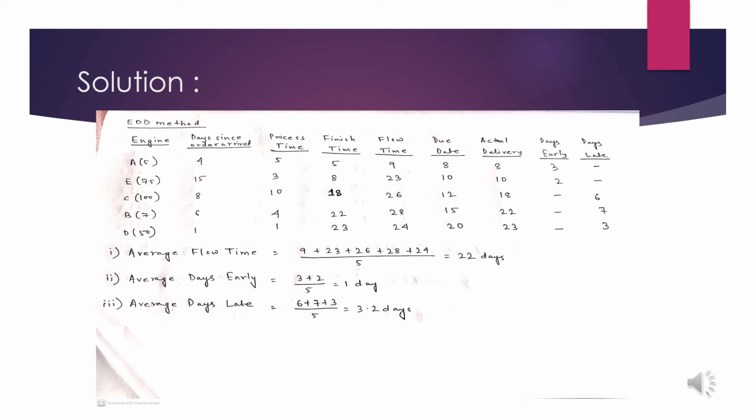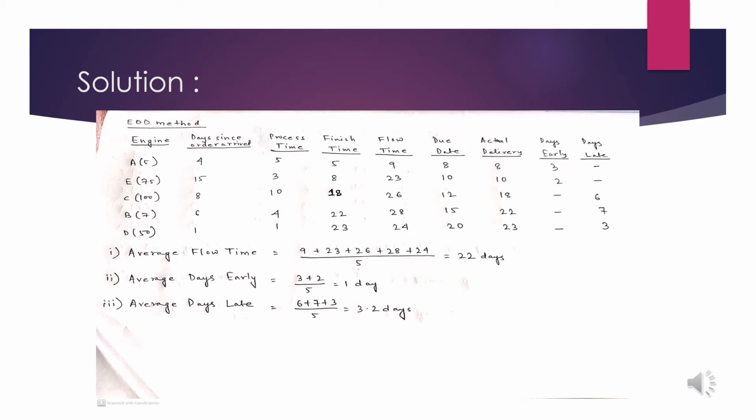Next, the job starting at 18 is B. The processing time is 4, so the finish time becomes 22. Subsequently, the flow time becomes 22 plus the days since order arrived, 6, which is 28. The fifth job, starting at 22, is D. The processing time of the work is 1, so the finish time is 23. The flow time of the work becomes 24.